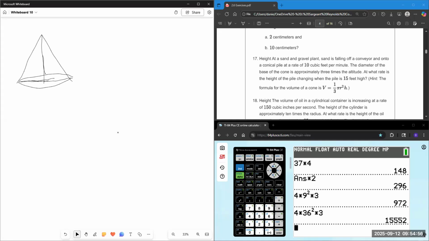So at a sand and gravel plant, sand is falling off of a conveyor onto a conical pile. So they're telling you it's a conical pile, and it's going in at the top here at a rate of 10 cubic feet per minute.